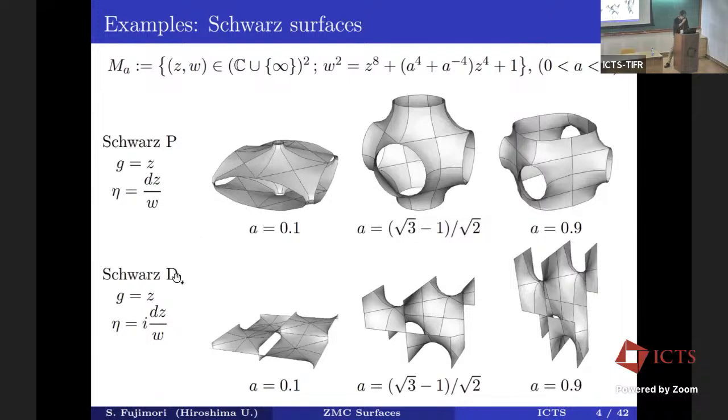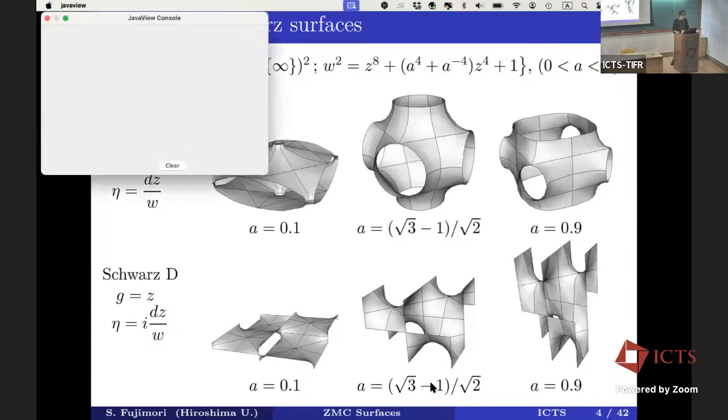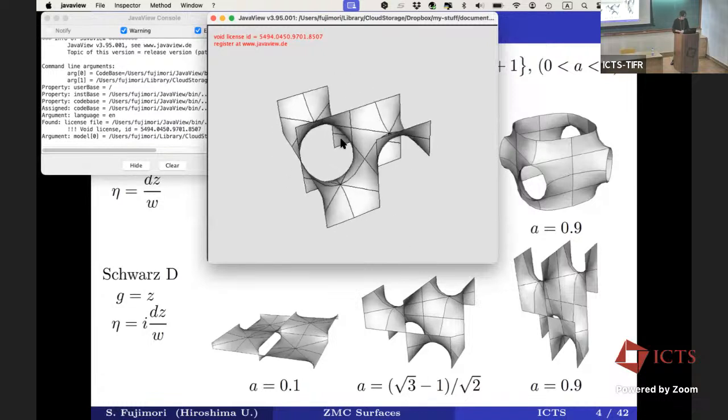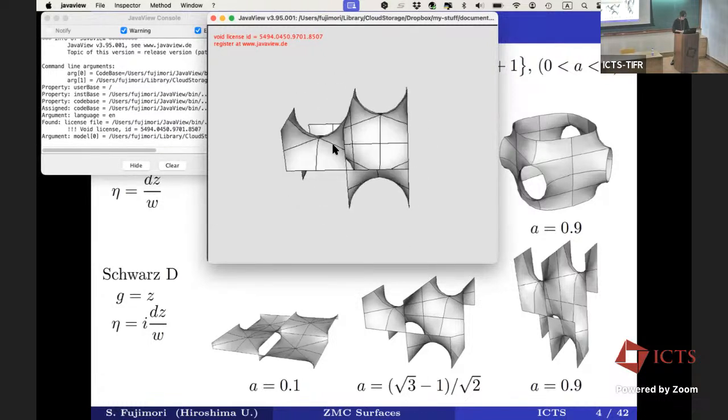And also, we have the Schwarz D family. We take the conjugate surface. So we have the same M, same MA, and same G. But eta is different. Yeah, we multiply here by i. So we have another family of triply periodic minimal surfaces, which is called the Schwarz D surface, which also appears in this conference many times. So in this case, we have this kind of surface.